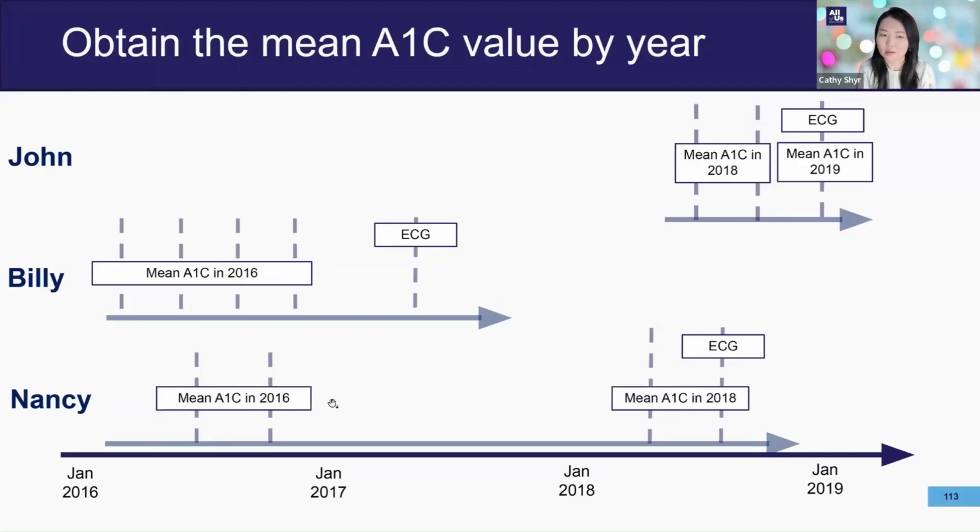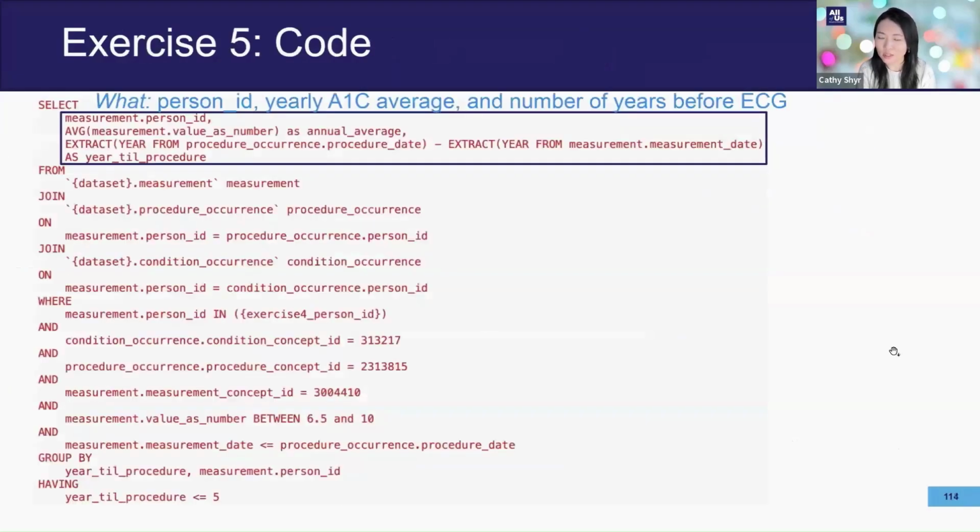Okay. And then in contrast, Nancy had 2. She had 2 measurements in 2016, so that'll give her a yearly average in 2016. And then 2 measurements in 2018, that'll give her a yearly average in 2018. So really, this is to illustrate the complexity of EHR data. And one of the advantages of using SQL is to be able to manipulate and wrangle this data before you use it for analysis. Okay, so let's again take this bit by bit.